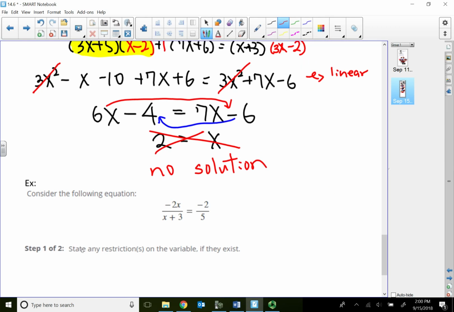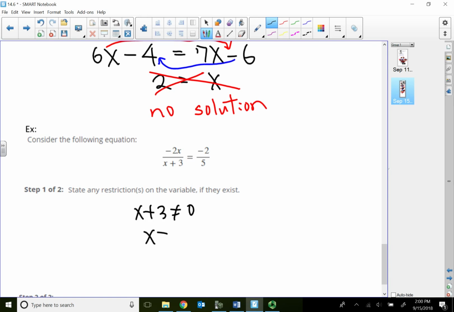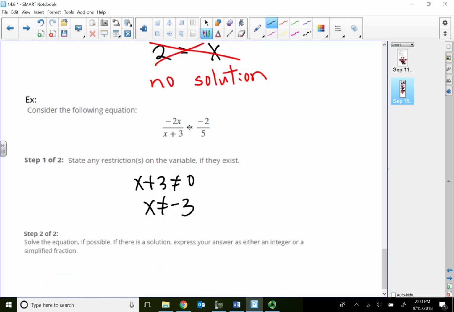Now I kept this one at the very end. This one is different than all the other ones because this particular rational equation only consists of 2 terms. My restriction is the only one here. X plus 3 cannot equal 0, so x cannot be negative 3. So what do I do when I only have 2 terms? My rational equation only consists of 2 terms.